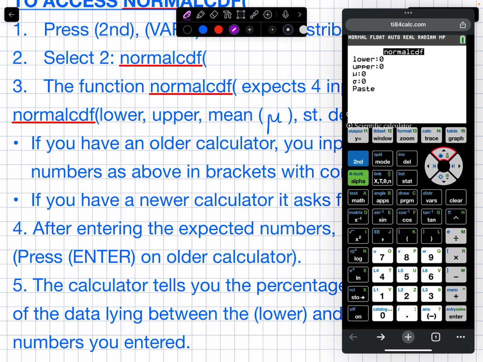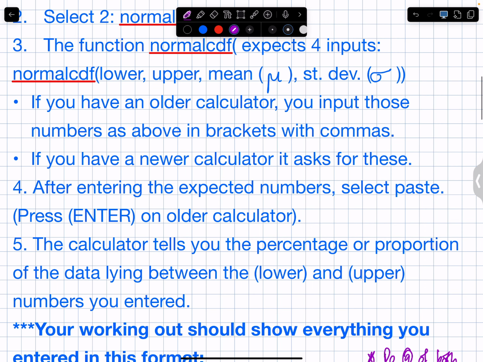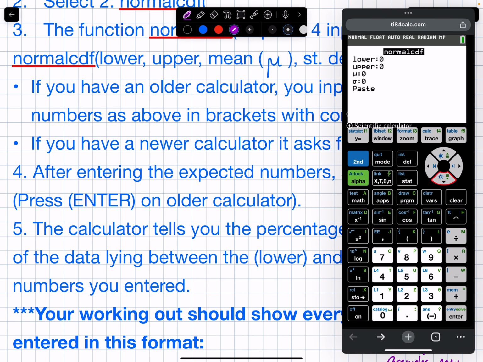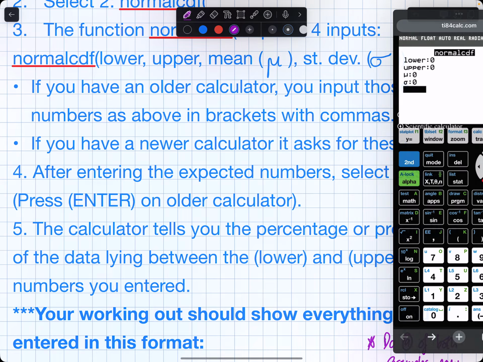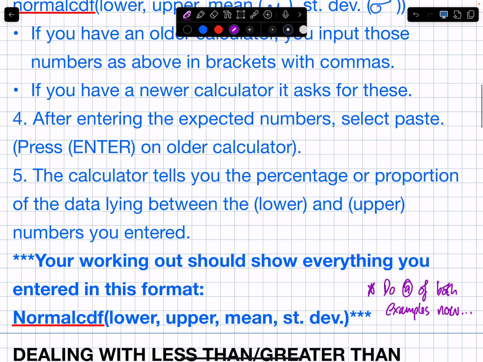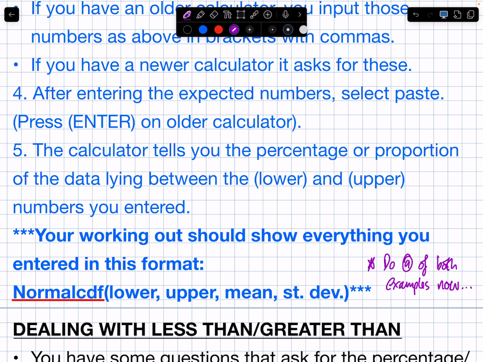Once you enter the expected numbers into lower, upper, mean, standard deviation, you press enter on paste, and then it gets you the answer. So what does that answer tell you? The calculator tells you the percentage or proportion of the data that lies between the lower and the upper numbers that you entered. Your working out for this should show everything.